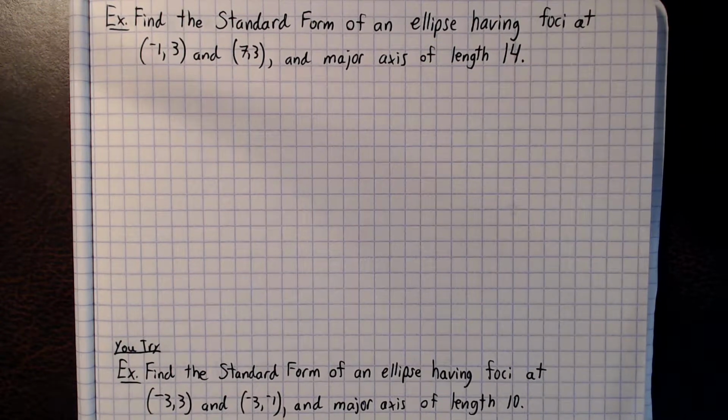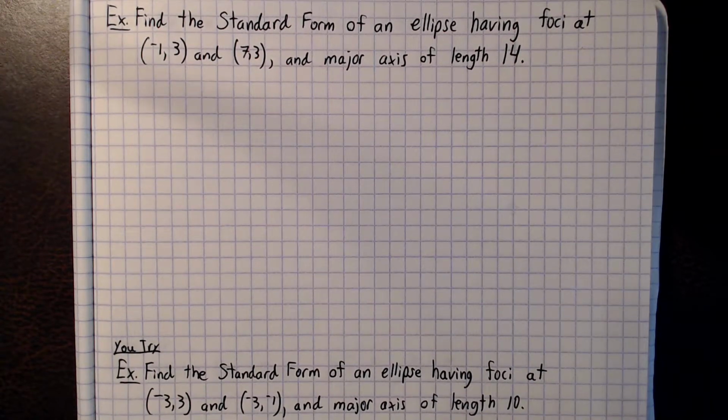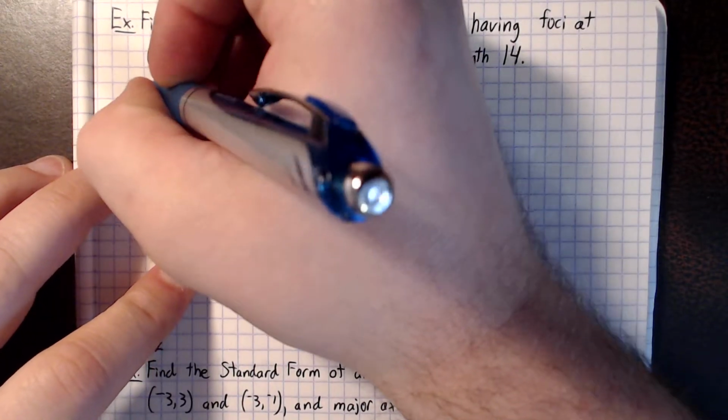Here's our first example. We want to find the standard form of an ellipse having foci at (-1, 3) and (7, 3), and a major axis of length 14. So, we've got some stuff to do. Where to begin? Let's begin with the center, because it's easy.